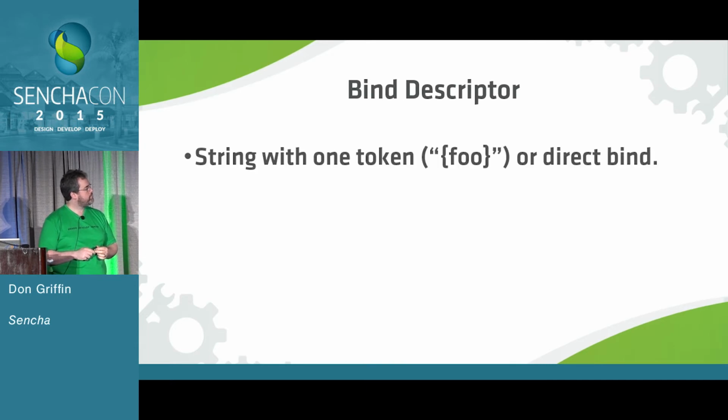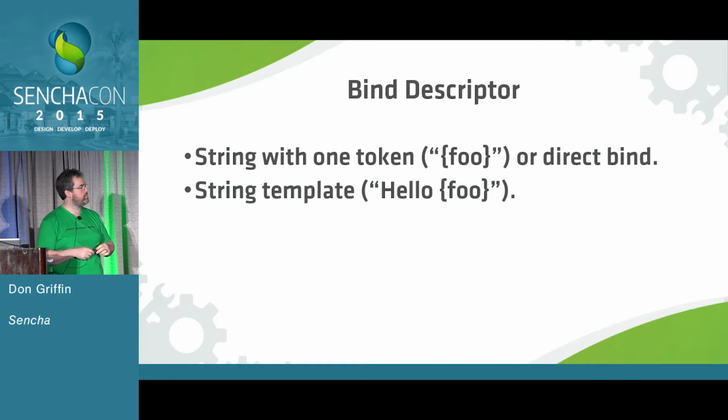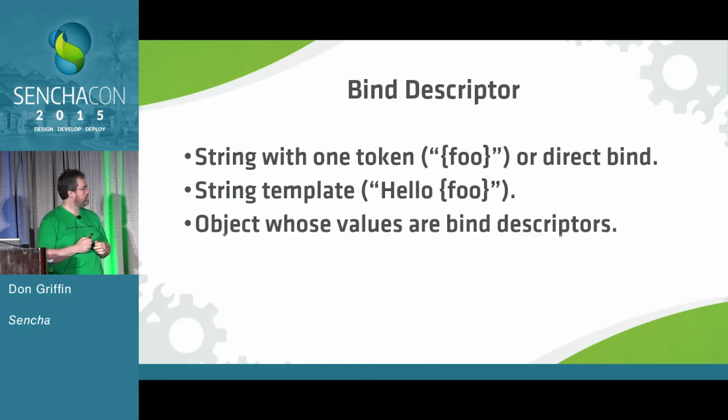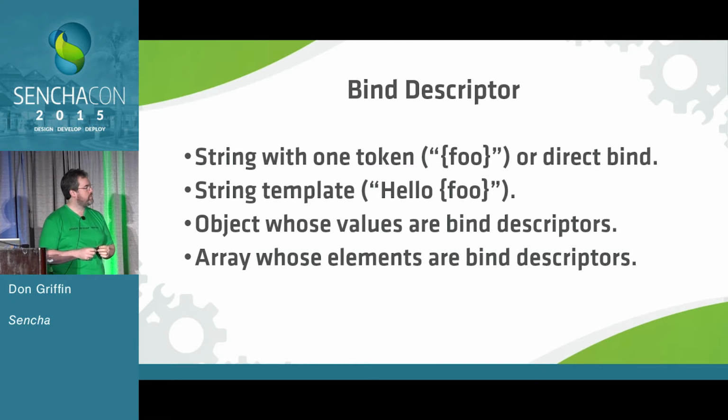So to summarize, what is a bind descriptor? Kind of a formula for it. It's a string with one token. It's called a direct bind. It's a string template. It can have objects, and the values, or each of the values of the object are interpreted as bind descriptors, so this is a recursive definition. And arrays, their elements are interpreted as bind descriptors. So anything you can pass to bind looks like that is going to produce a bound value that looks like what you gave it, but with all of the bound values replaced.